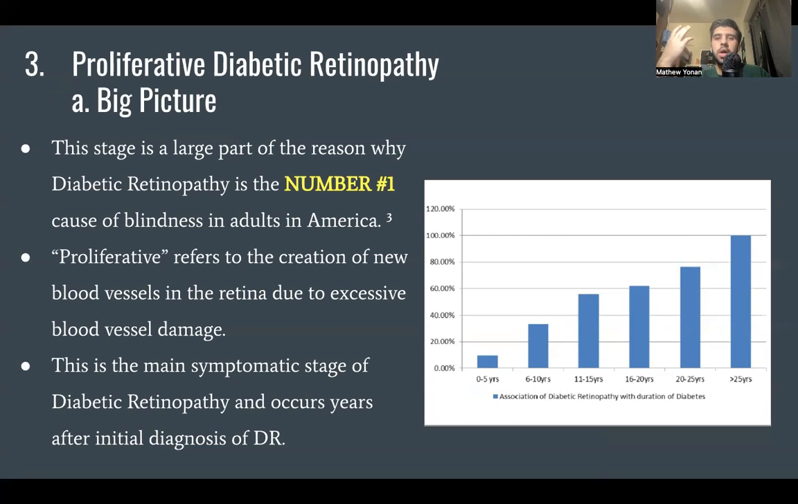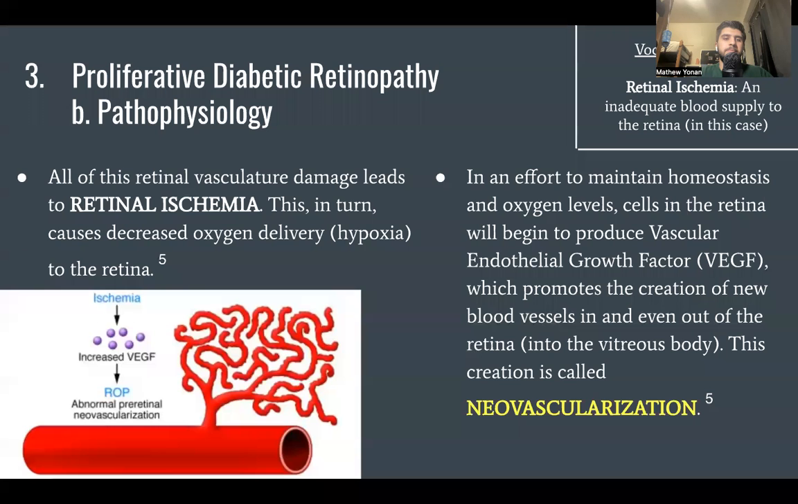Of course, proliferative can mean proliferation of other cells in other places. But for now, we're just talking about the creation of new blood vessels in the retina, right? And this is due to excessive blood vessel damage. So this is the main symptomatic stage of diabetic retinopathy, visual symptoms, of course, and it occurs years after initial diagnosis of diabetic retinopathy, around 20 to 30 years, something like this.